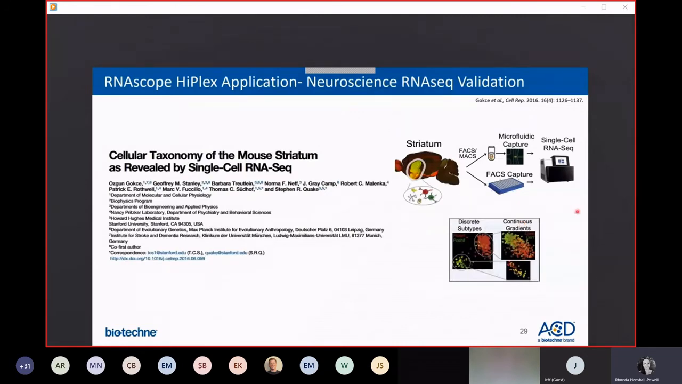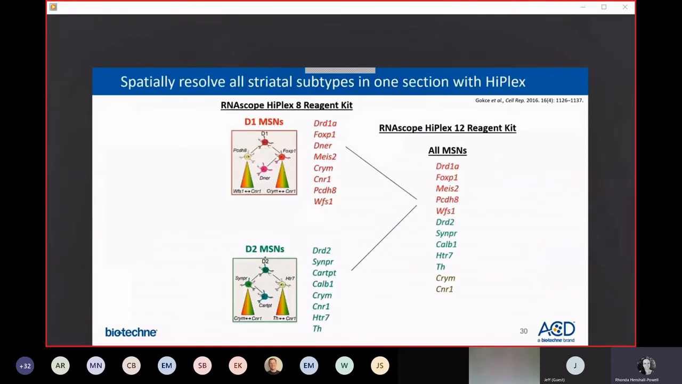A second paper that I wanted to talk about was this one published in 2016. So this was actually published before the HiPlex assay was developed by ACD. Here, Ozgoka et al., working with Stephen Quake's group, identified novel subtypes of D1 and D2 medium spiny neurons in mouse striatum. But in this paper, they didn't actually show spatial relationships between D1 and D2 medium spiny neurons. They just have their single cell sequencing information.